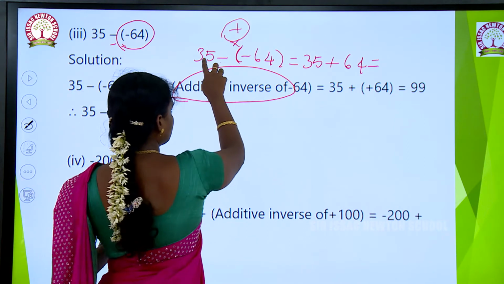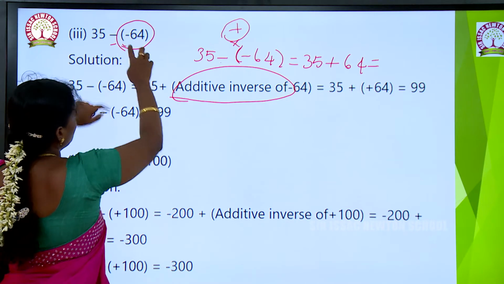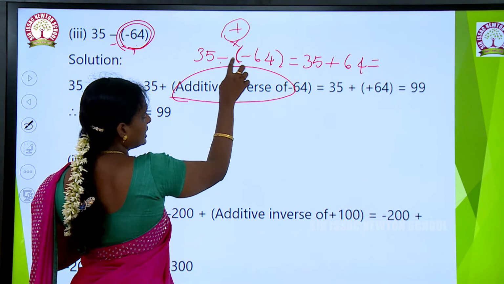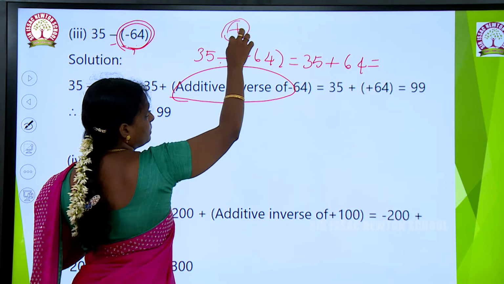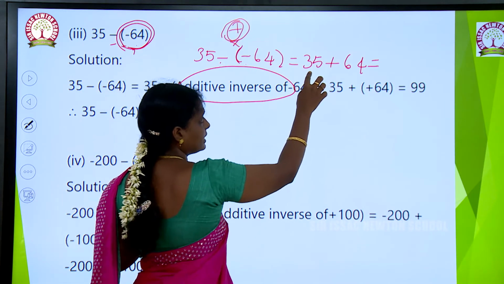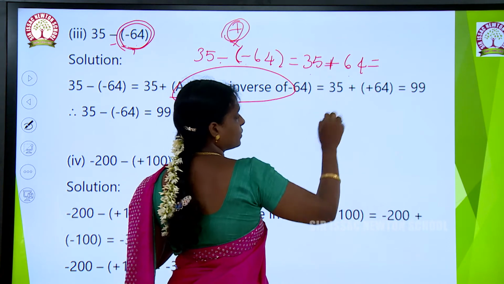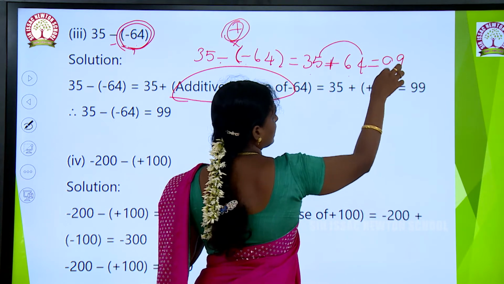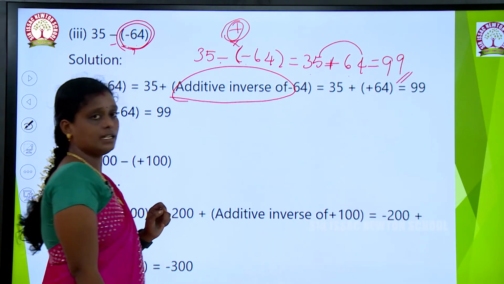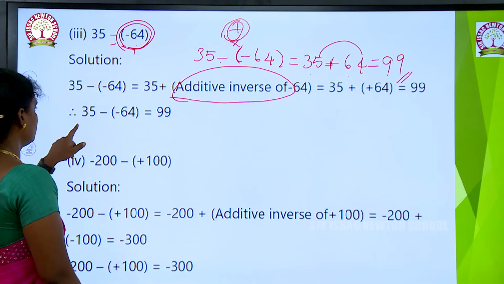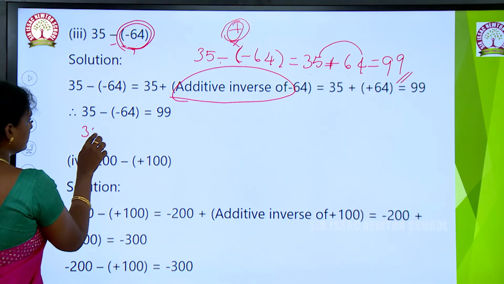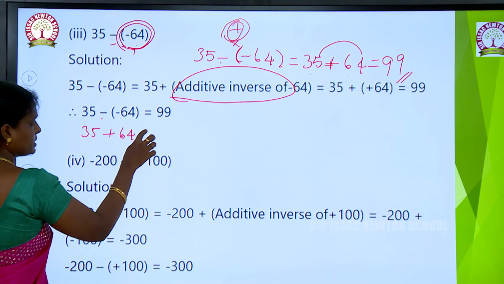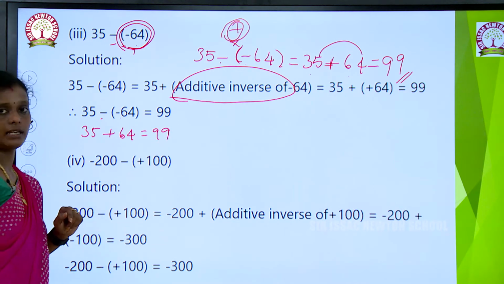So 35 minus of 64 is the question. If you multiply minus into minus, you will get plus. So that is 35 plus 64. 5 plus 4 is 9, 3 plus 6 is 9. So the answer is 99. See, 35 minus into minus will become plus 64, which is equal to 99.